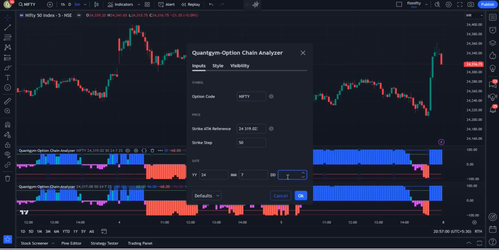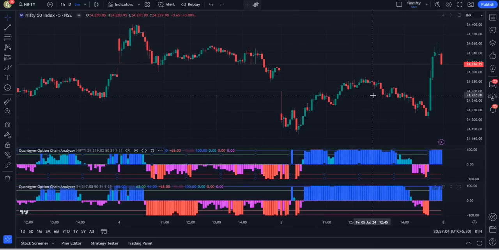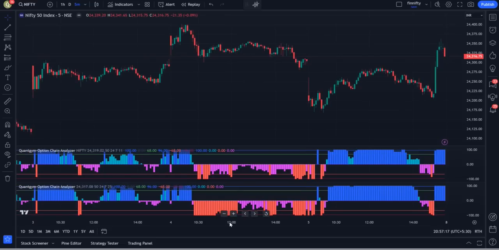Now Nifty has a weekly expiry on 11th of July. So now on your chart, this is the analysis of the weekly chain and this is the analysis of the monthly chain. You will see they vary very slightly, right? But just by these two indicators, you can continuously analyze what is happening on the weekly chain and what is happening on the monthly chain. Now this is on Nifty.